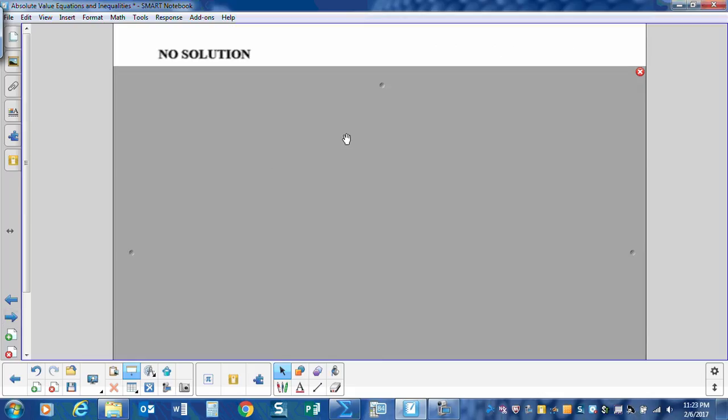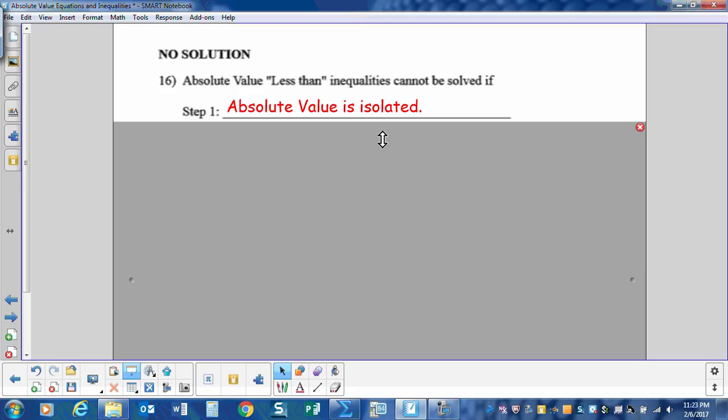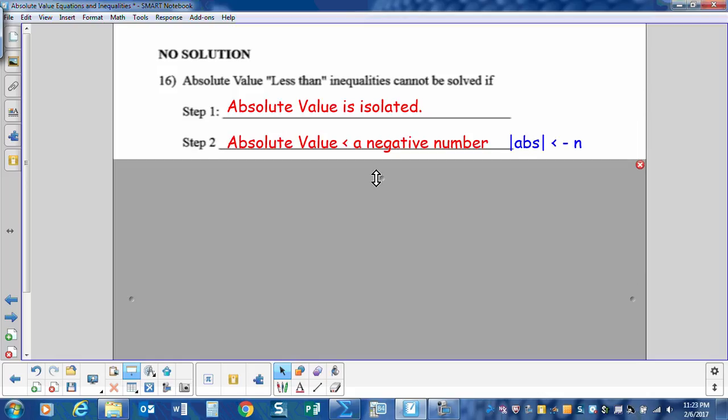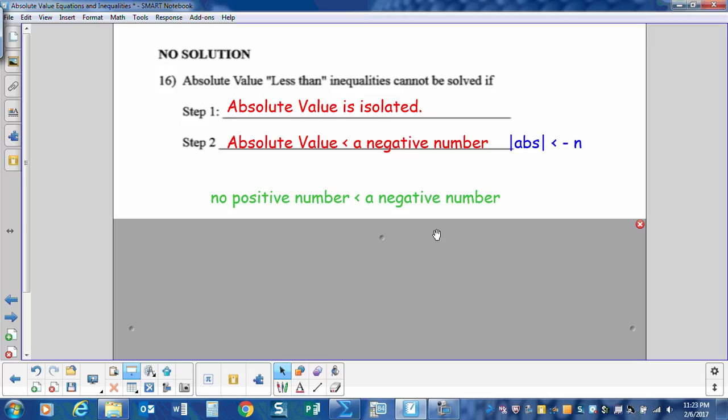All right, let's look at the cases where there's no solution for the less than. Absolute value less than inequalities cannot be solved if the absolute value is isolated, and then the absolute value is less than a negative number. Remember, an absolute value of any number is positive, and a positive number is never less than a negative number.